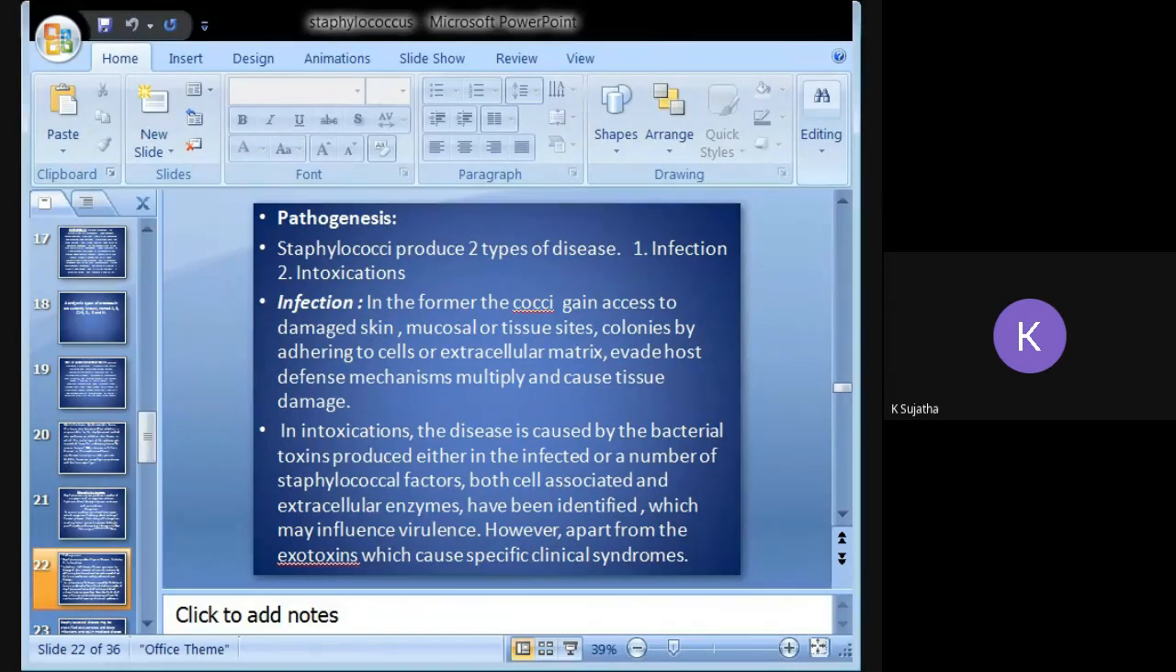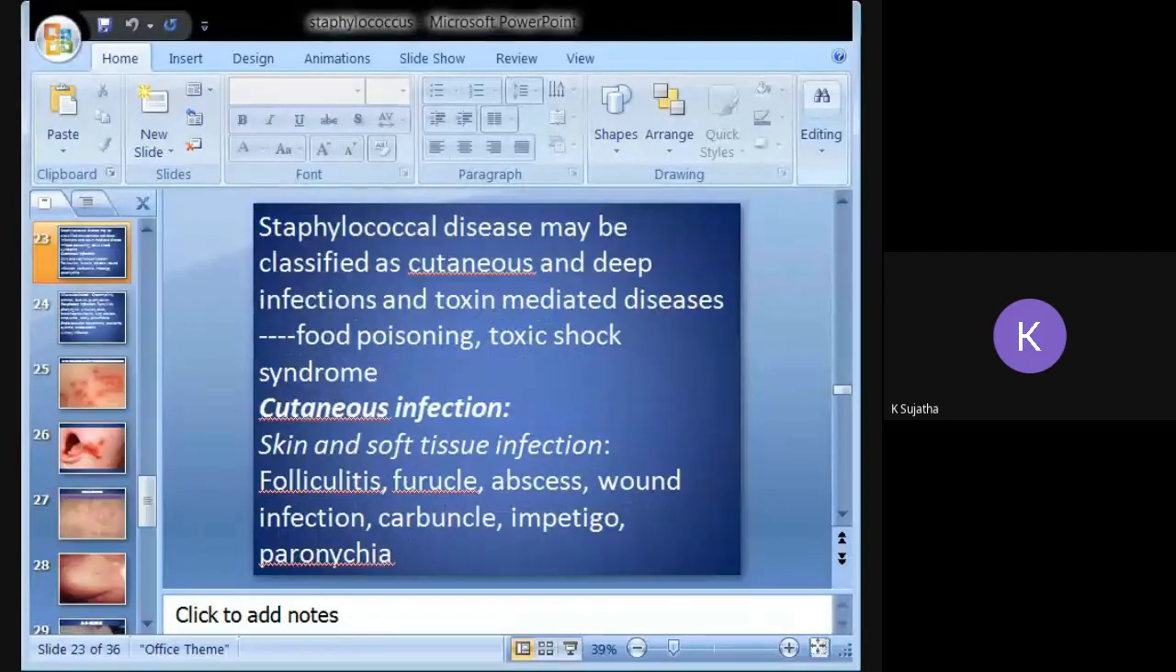This is the infection. Next, intoxication means this bacteria enters the human body through contaminated food and releases the enterotoxin to cause food poisoning, then releases the exfoliative toxin to cause skin infections, and then releases the toxic shock syndrome toxin to cause vaginal infections. So this is the intoxication.